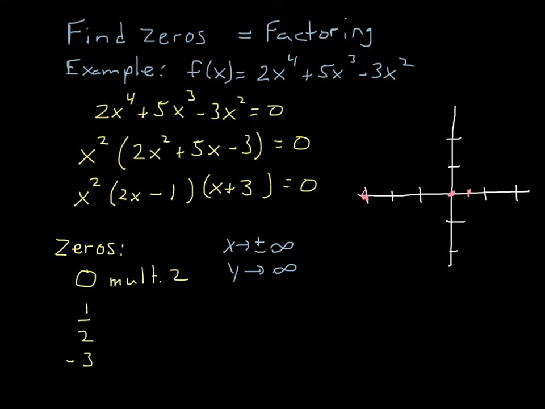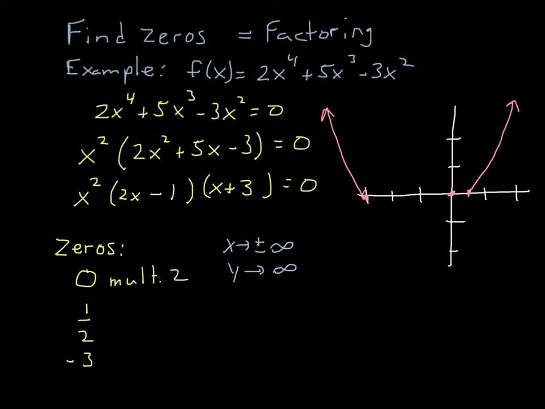The function values are going to be going up. So what I know from that is at these zeros, I know it's going to be a smooth curve, and after this zero here at 1/2, I know this curve is going to go up like that. And also after the zero at -3, it's also going to be going up.